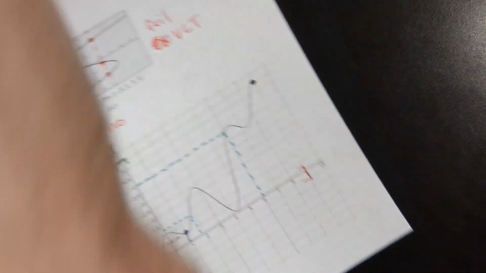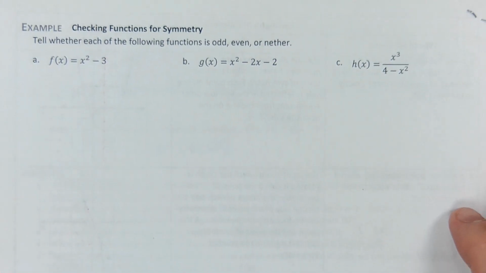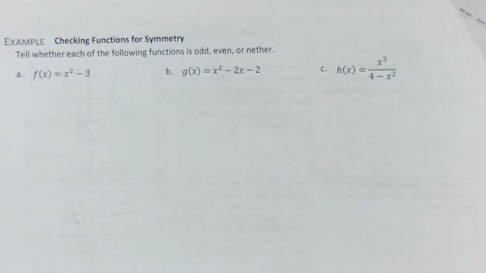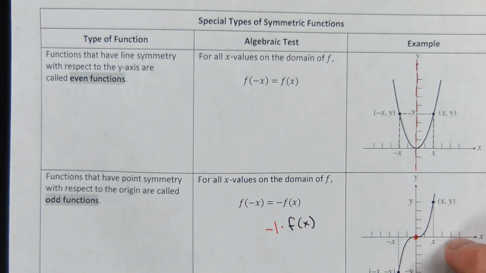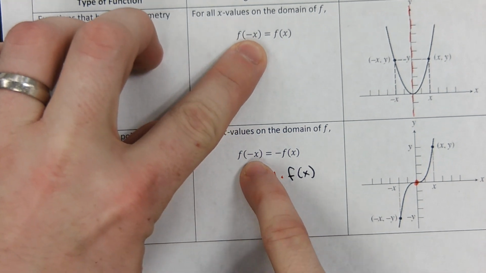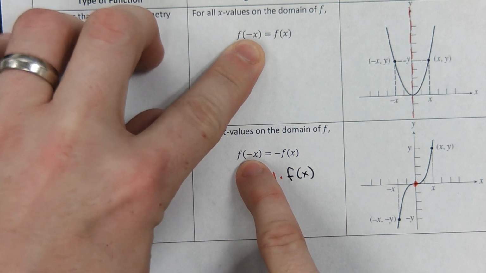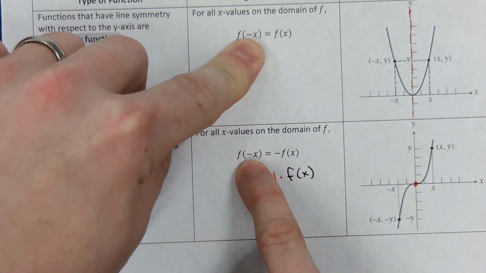So like I said, we're not going to be identifying even and odd functions using graphs. We'll be identifying even and odd functions using algebra. But one last time, both tests require you to replace your x's with negative x's. So the first thing we will do is replace our x's with negative x's. We'll follow the order of operations, and we'll see what we end up with.